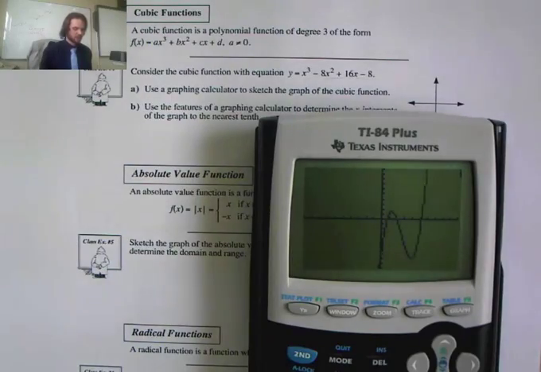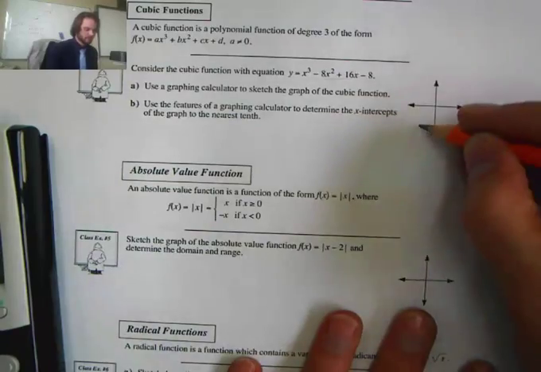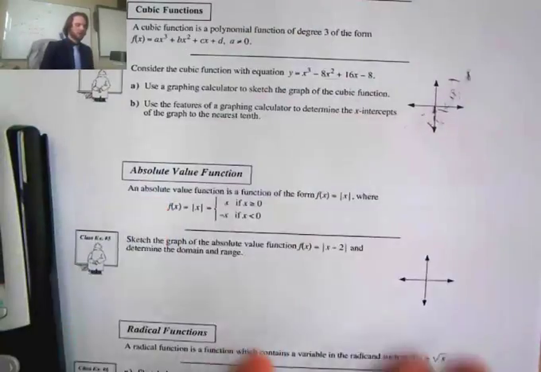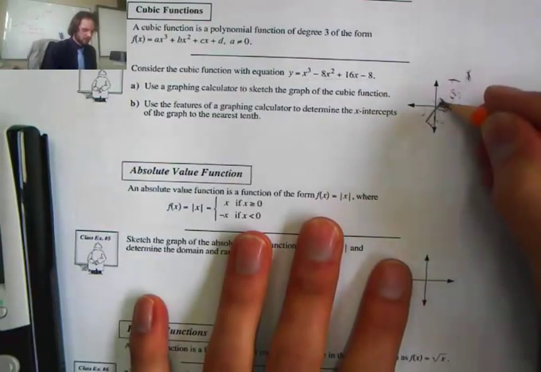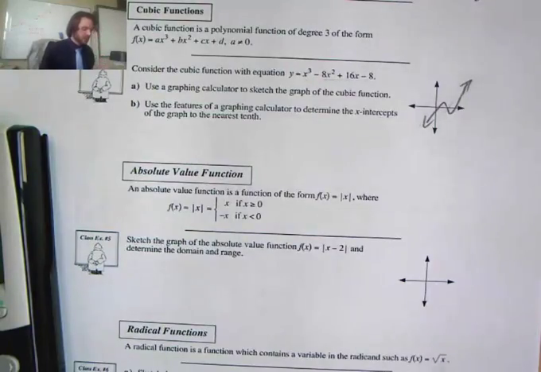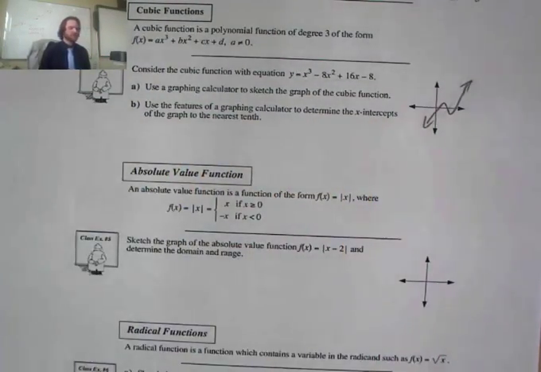So there's my graph. Okay? So my graph, it's a cubic function. Actually, not quite, I'm very bad at drawing them. It's going to go like this, and then like that. Okay? Now, use the graphing calculator to sketch the graph of the cubic function. So use the function to determine the x-intercepts to the nearest tenth.